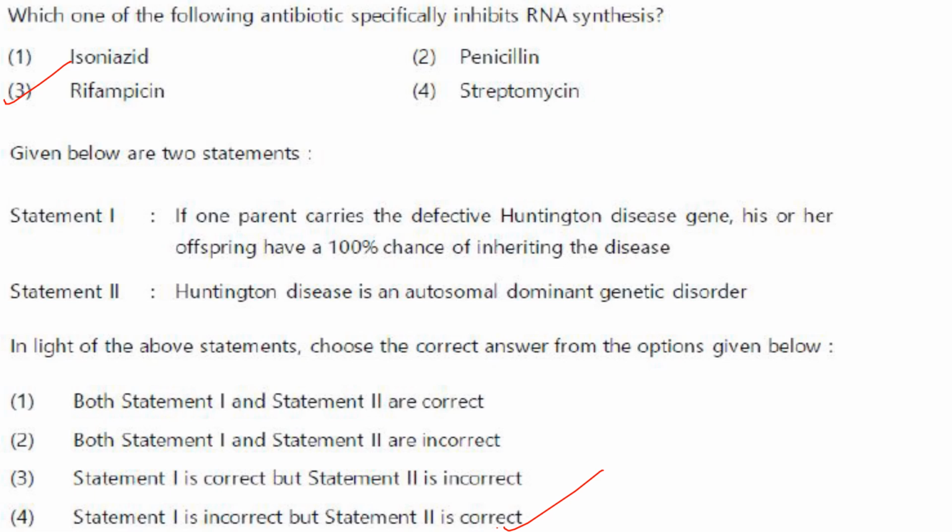If one parent carries the defective Huntington disease gene, his or her offspring have 100% chance of inheriting the disease. Huntington disease is an autosomal dominant genetic disorder. Yes, that is correct. But statement 2 is not correct because only one of the parents is carrying the disease, the other is not carrying. So only 50% chance of inheriting the disease is there. So statement 1 is incorrect but statement 2 is correct. Answer is option 4.